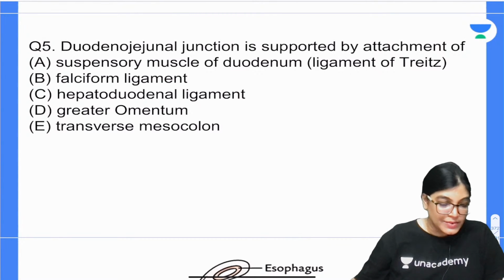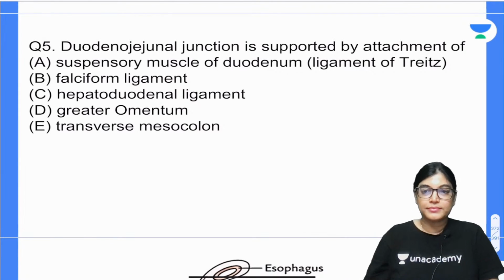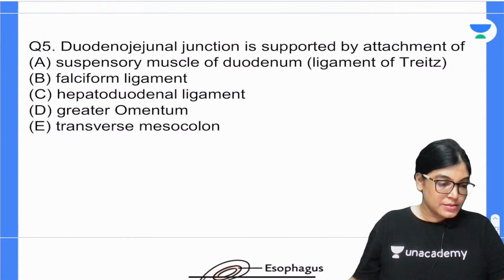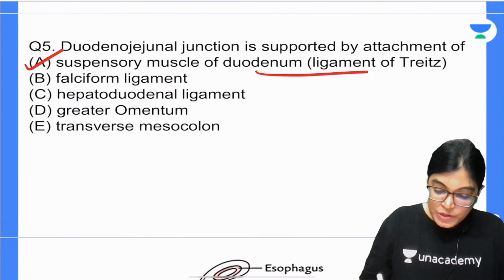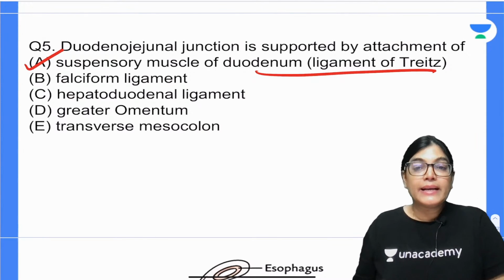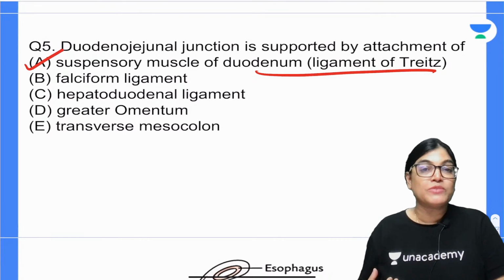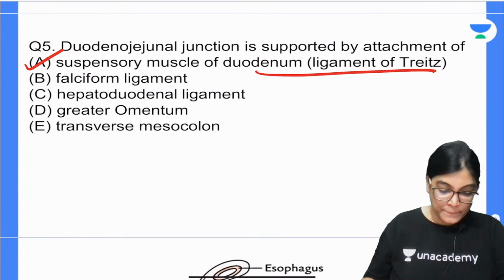So Mednayer has given his answer. What about others? So yes, Mednayer has given absolutely right answer. Suspensory ligament of duodenum, which is also called as ligament of Treitz. It's a ligament which is supporting the duodenum and jejunum junction, and superiorly it attaches to the diaphragm.